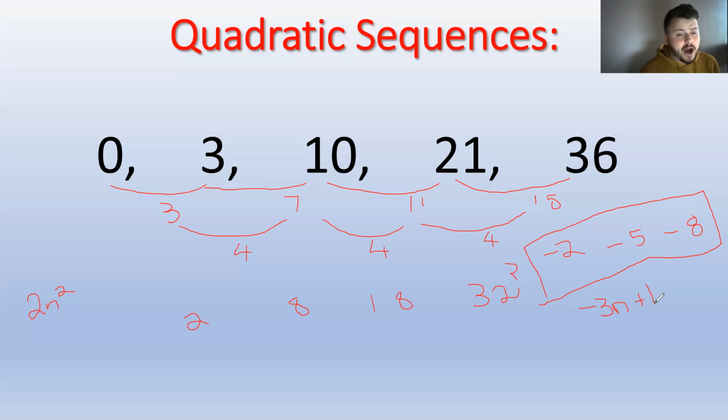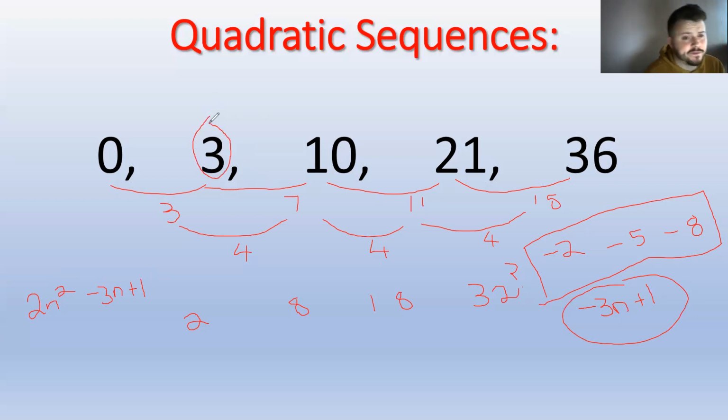So now we've got our mini nth term of our mini sequence of numbers. Let's add this to the original part of our nth term. So 2n squared subtract 3n plus 1. And that is our nth term. 2n squared subtract 3n plus 1. Now let's make sure it's correct. Let's go for the second number.